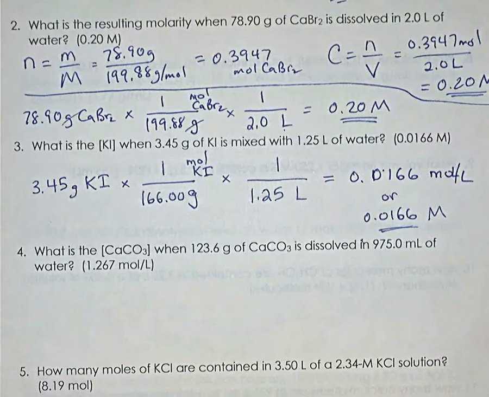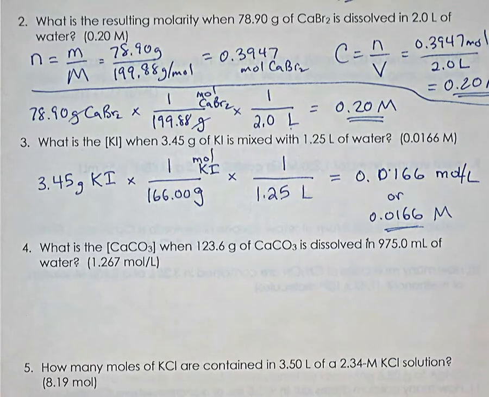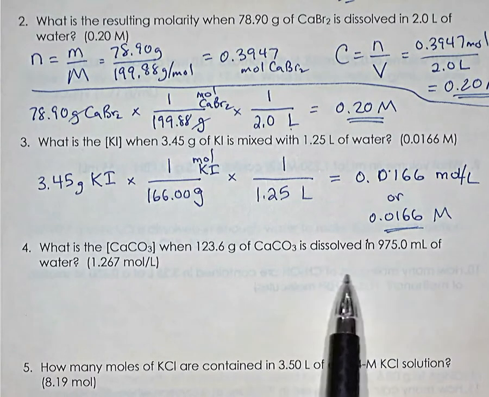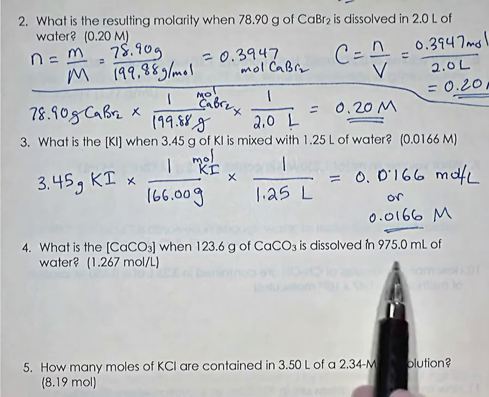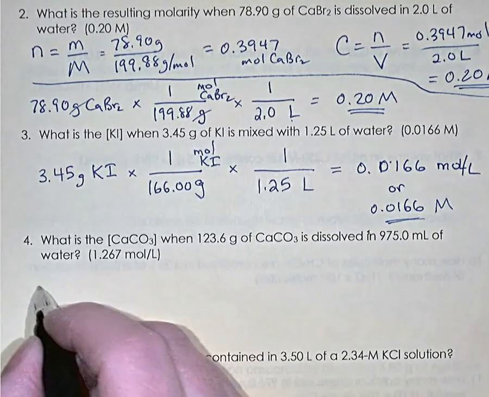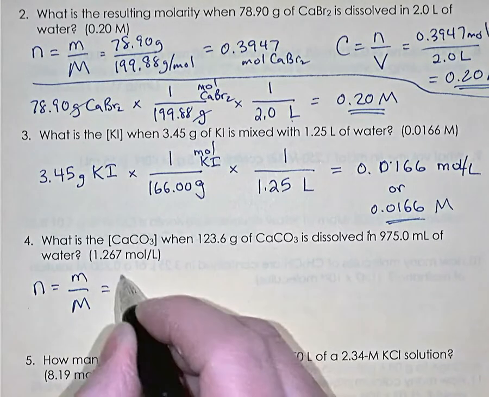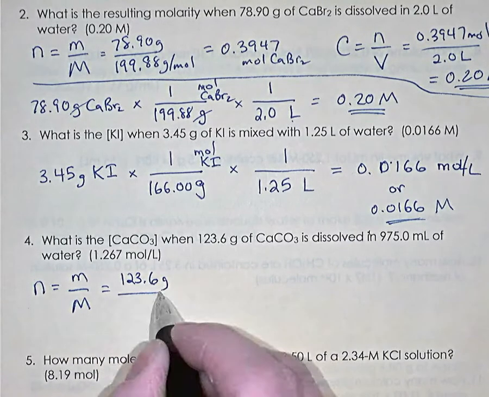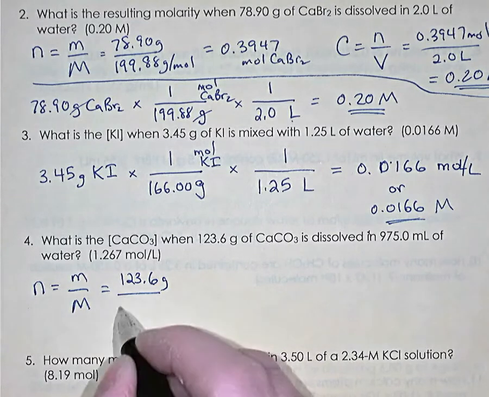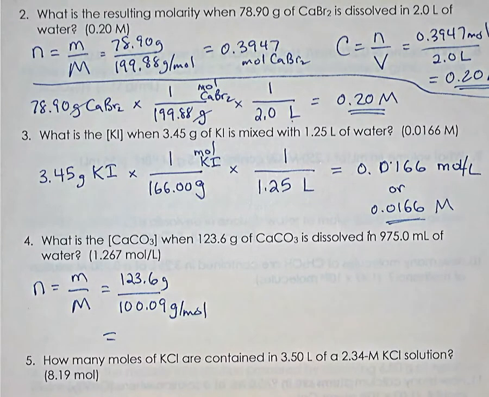Okay, the fourth question, again, square brackets around a formula means concentration or molarity. So what is the concentration of calcium carbonate when 123.6 grams of calcium carbonate is dissolved? And again, we'll assume this means to make 975 milliliters of solution. So this time I'll use formulas. The moles is the mass divided by the molar mass. So that's going to be 123.6 grams divided by the molar mass of calcium carbonate, 100.09 grams per mole, using a periodic table.